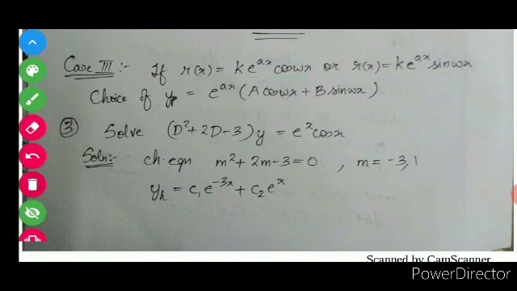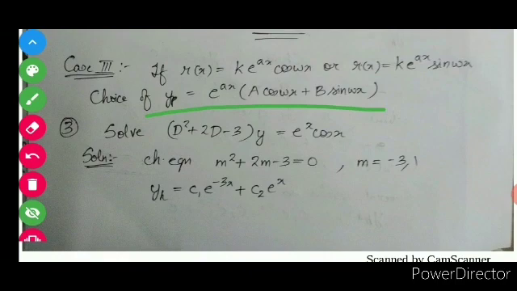In that case, the choice of yp should be e raised to ax into a cos omega x plus b sin omega x. Here a and b are arbitrary constants. We have to find yp dash and yp double dash, substitute in the given equation, and then find capital A and B. Small letter a and omega will be available with us.